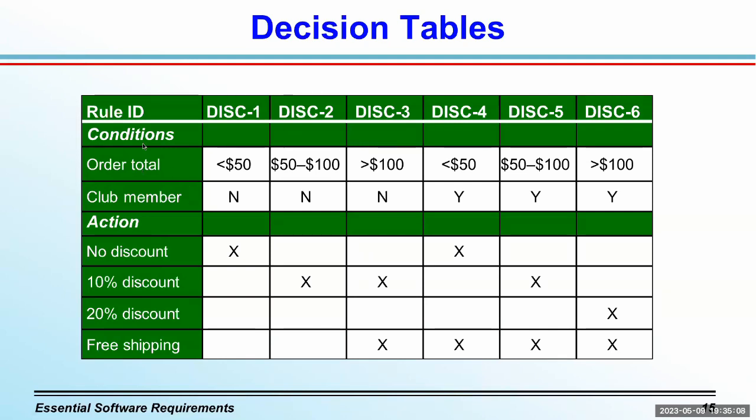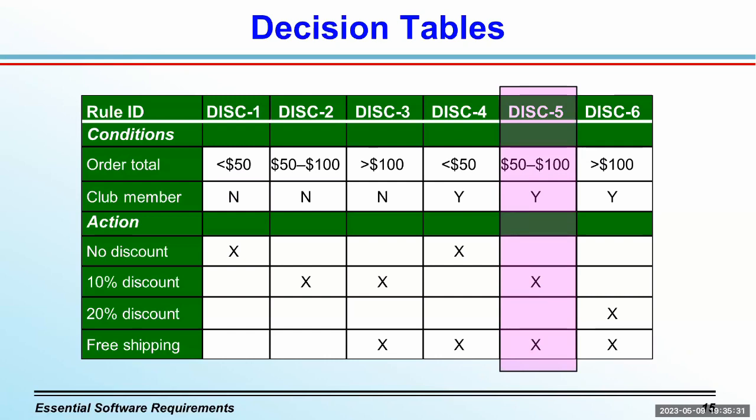So here we have two sets of conditions. One depends on the order total, and we've got these various ranges. The other is the question of whether or not the customer is a club member. And these lead to various actions shown down below, which can be combined. So for example, let's look at rule discount 5. Always a good idea to name these things.